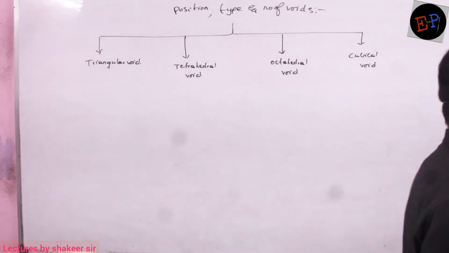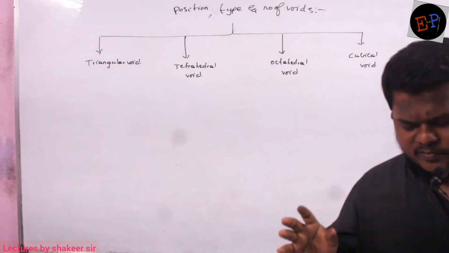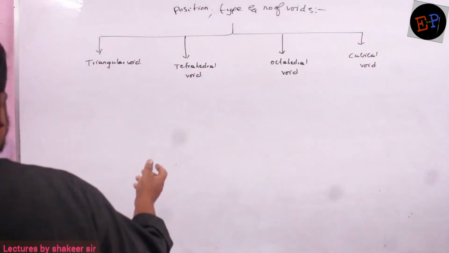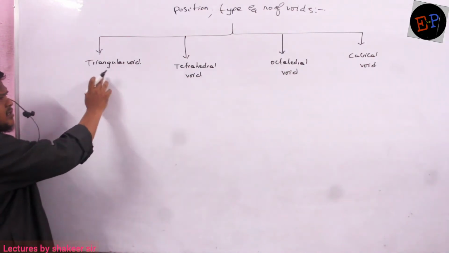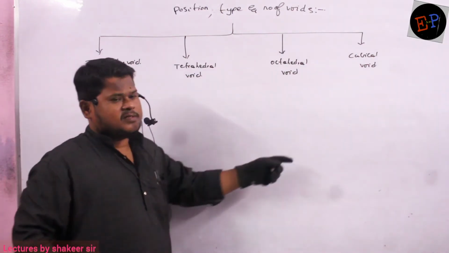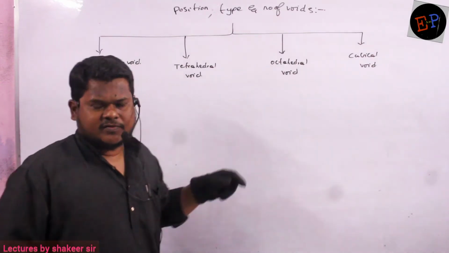So now we will have a discussion on voids, ma. How many voids will be there? What is the position of the voids? Okay ma, all this we will discuss here. So types of voids, how many types of voids have we studied? Triangular voids, tetrahedral voids, octahedral voids and cubical voids. These are the types of voids which we have studied.